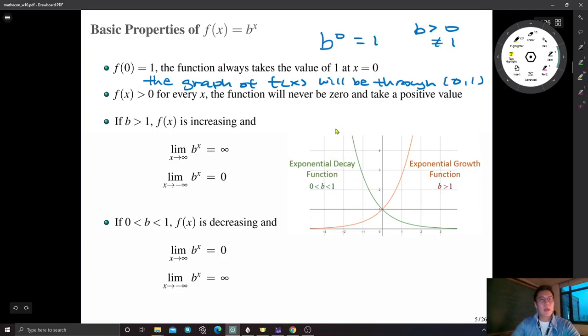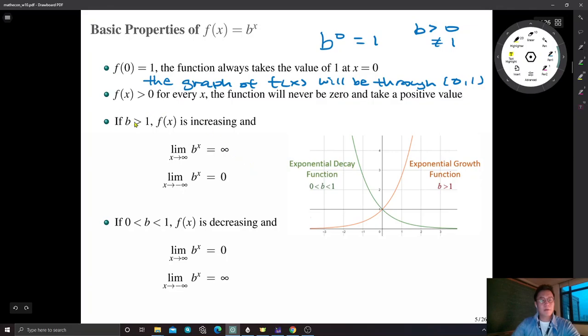And the second general property is, no matter what the base b is, the function gives us a positive value for every value of x. So the function will never be 0. So the image of this function is from 0 to infinity. So the graph of the function appears in the first and the second quadrants. So it takes positive values.